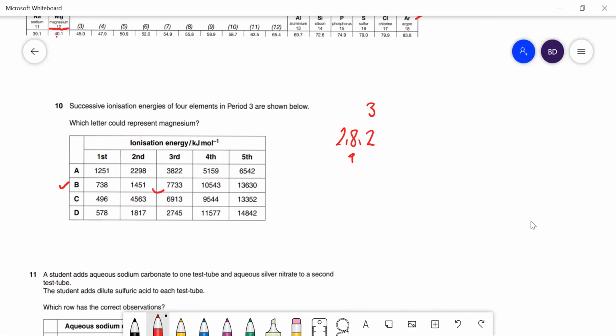If you look at the other ones, you don't really get any jumps. In A, there's no big jumps. In C, you probably get a big jump between the 4th and the 5th, so that's probably in group 4. And for D, you've got a big jump between 3rd and 4th, so that's probably in group 3. So B is the answer, definitely, for that question.